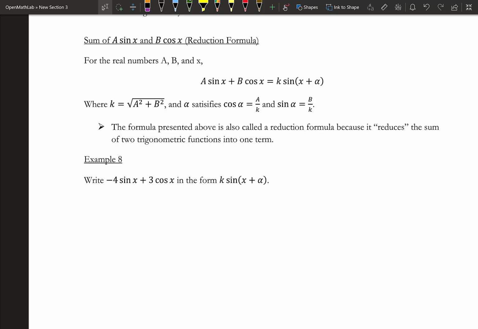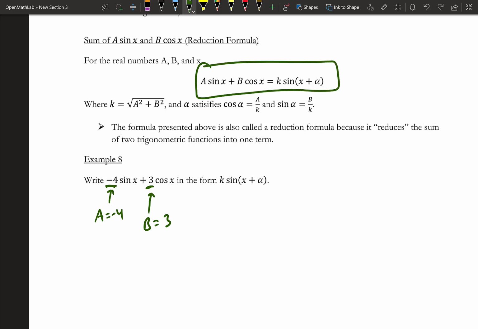And I just have that written here. So what we went through was deriving that formula. So let's practice it with an example, example 8. I want to be able to write -4 sine x plus 3 cosine x in the form k sine of x plus alpha. The easiest thing to do is to identify each part. So this tells me A is -4. And this part here, that's my B value, which is 3. I'm just labeling each part.